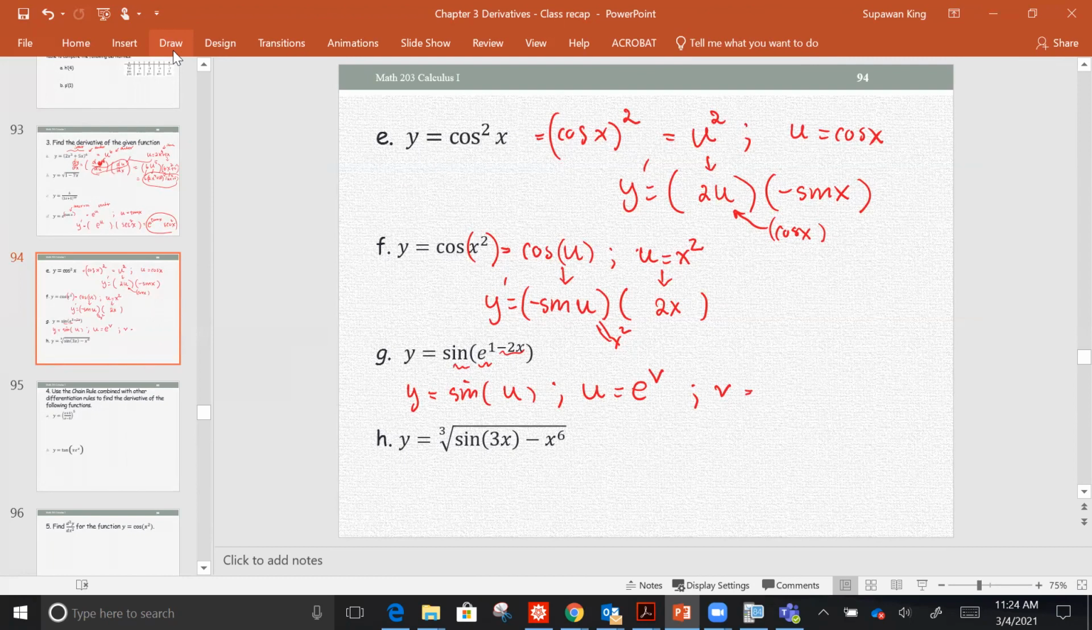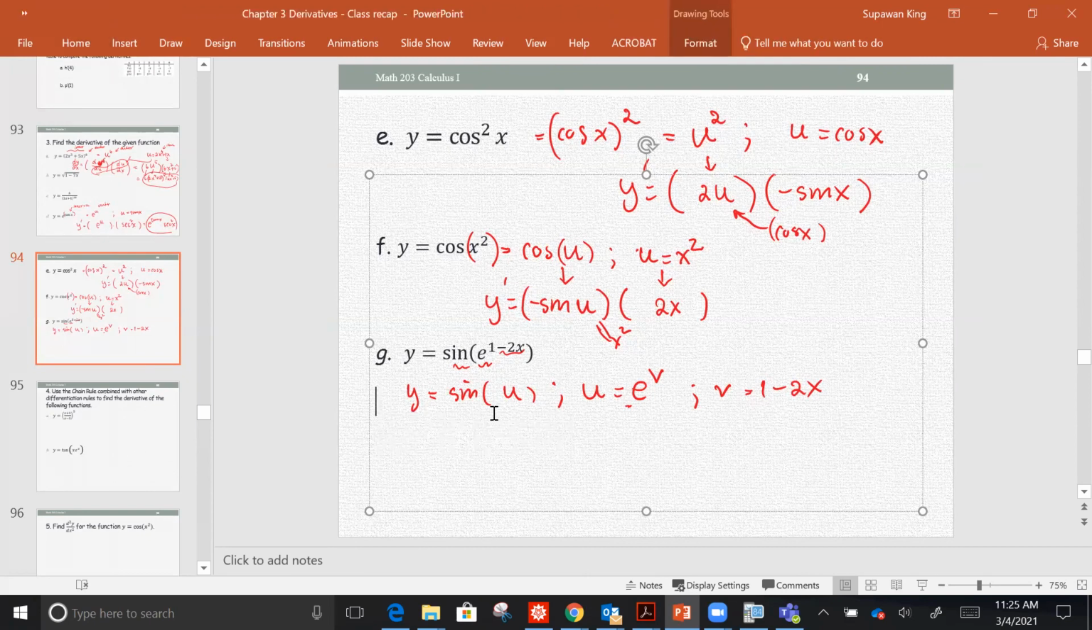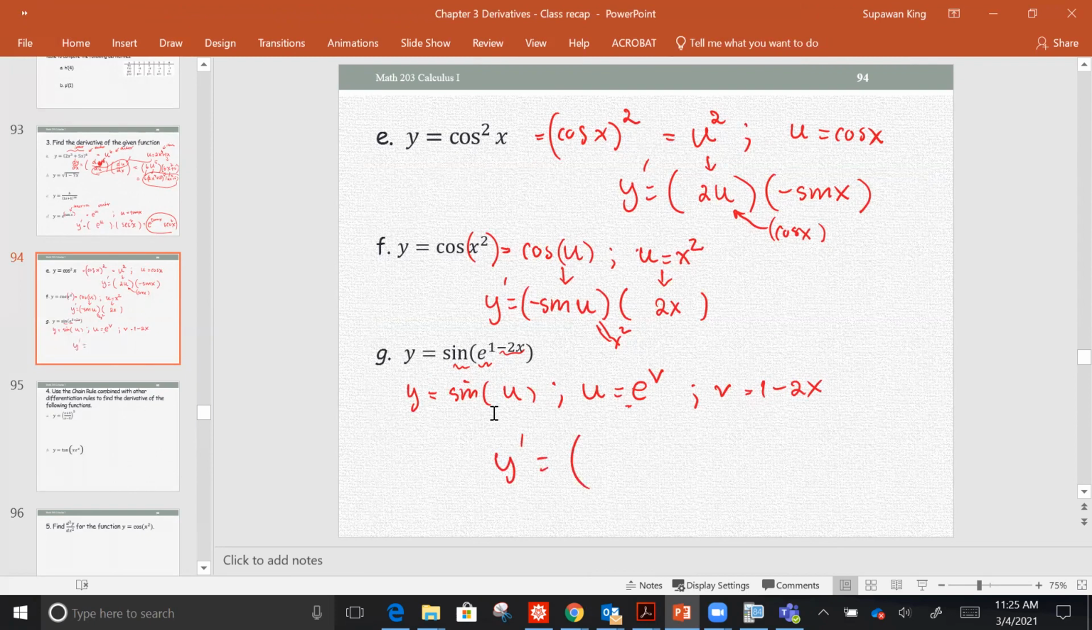The first layer, or the outermost layer, is the sine. After you get into the sine, the one next inside is the e. And the one within the power of the e is 1 minus 2x. So in this case, you have three layers of the function composed to each other. And with the three layers, I'm going to get rid of this real quick. So take this one out of the way. So that means the y prime is going to be the derivative of these three layers.